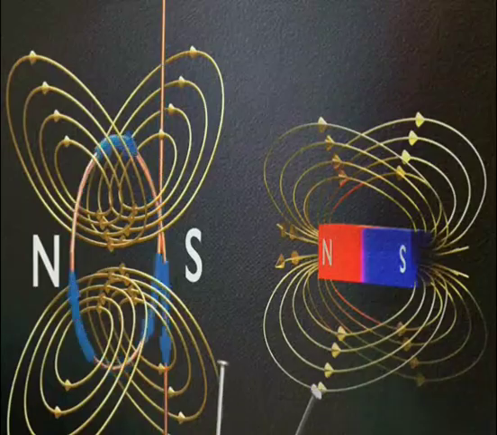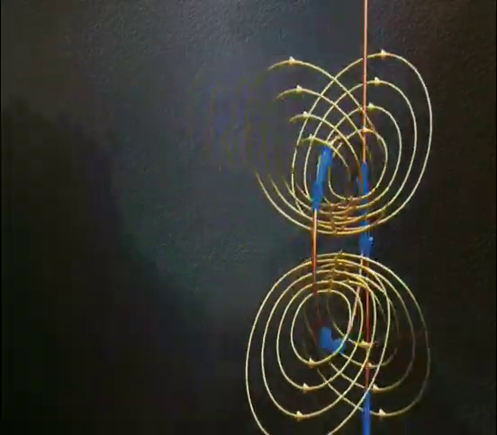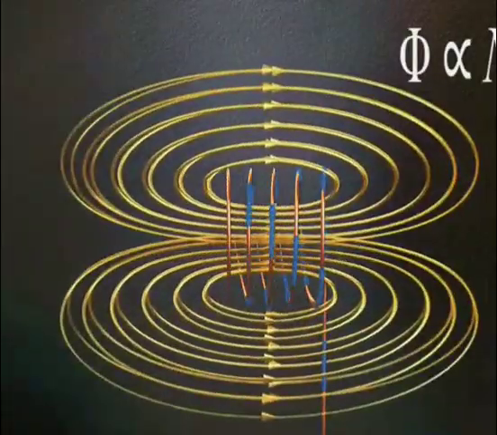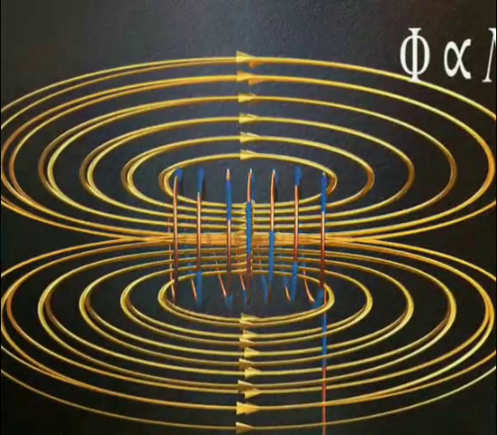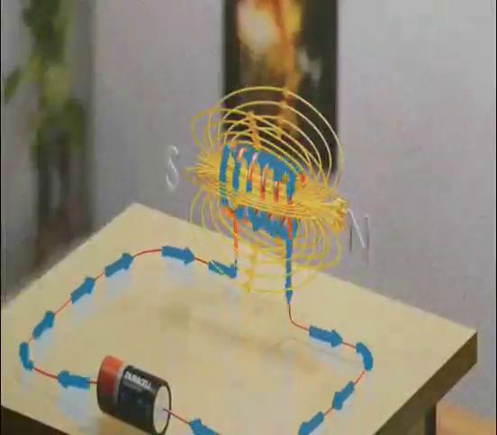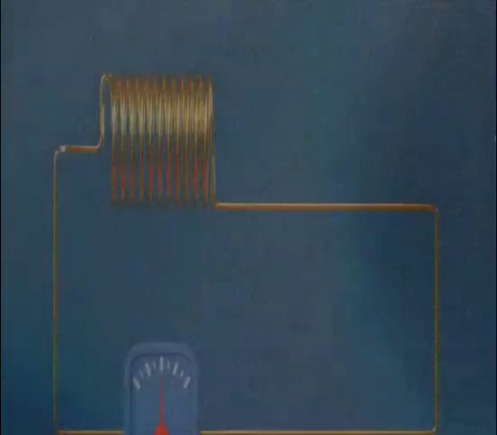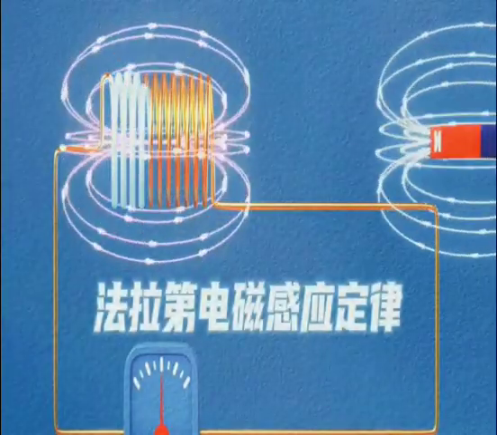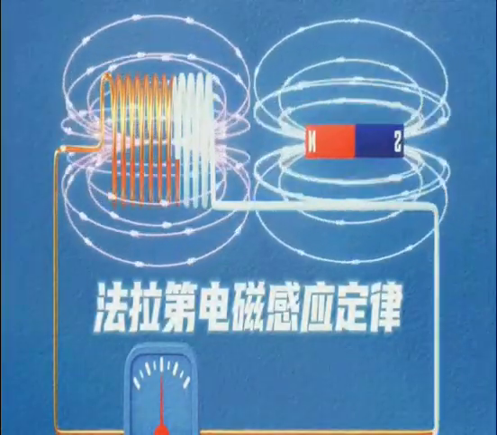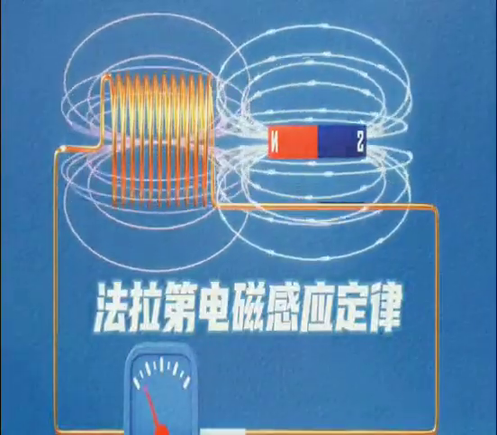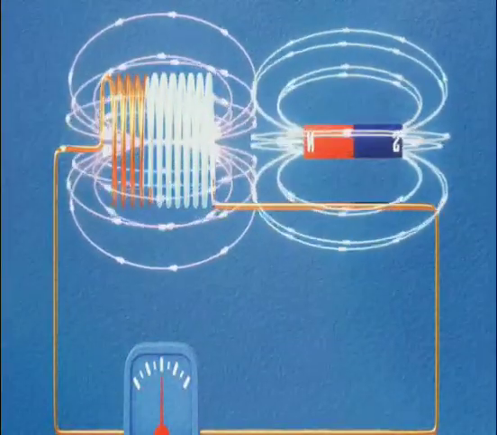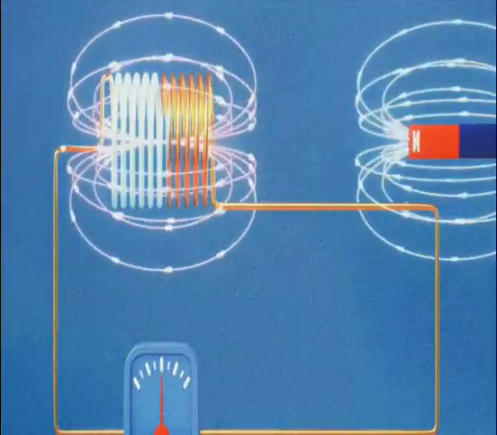This is the most basic form of an inductor. By increasing the number of turns in the coil, we can strengthen the coil's magnetic flux. We can also vary the magnetic flux by changing the amount of current flowing through the coil. On the flip side, according to Faraday's law of electromagnetic induction, if the magnetic flux in a coil changes, it will induce a voltage in the coil, which in turn produces a current in the circuit.